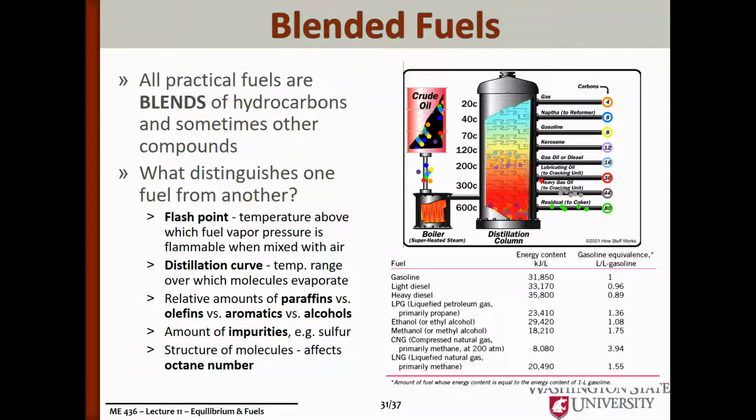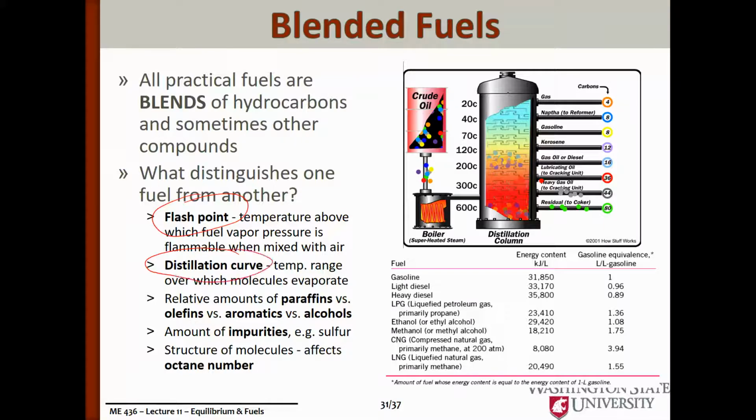So the things we really care about in our mixed fuel is the flash point. We don't want it to be flammable at room temperature, so we want to have heavy enough molecules in there that the flash point is high enough to be considered safe, but not so high that it's difficult to combust.